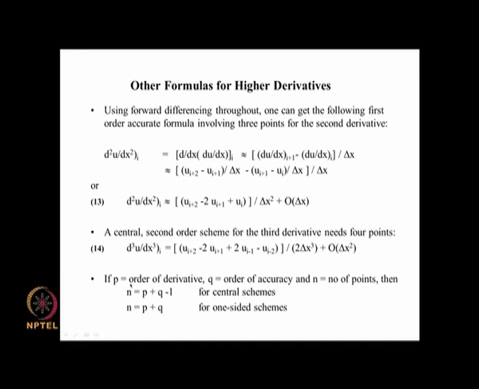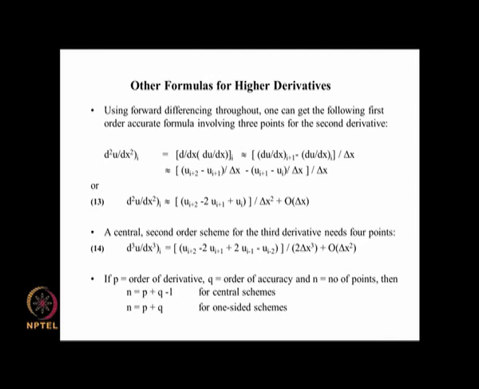So there is a general formula that can be derived: if p is the order of the derivative, q is the order of accuracy of the finite difference approximation that is desired, and n is the number of points that appear in the approximation, then n is equal to p plus q minus 1 for central differencing formulas, and it is equal to p plus q for one sided formulas. So if you fix the value of n, then a central scheme using the same number of points will be more accurate than a one sided scheme.